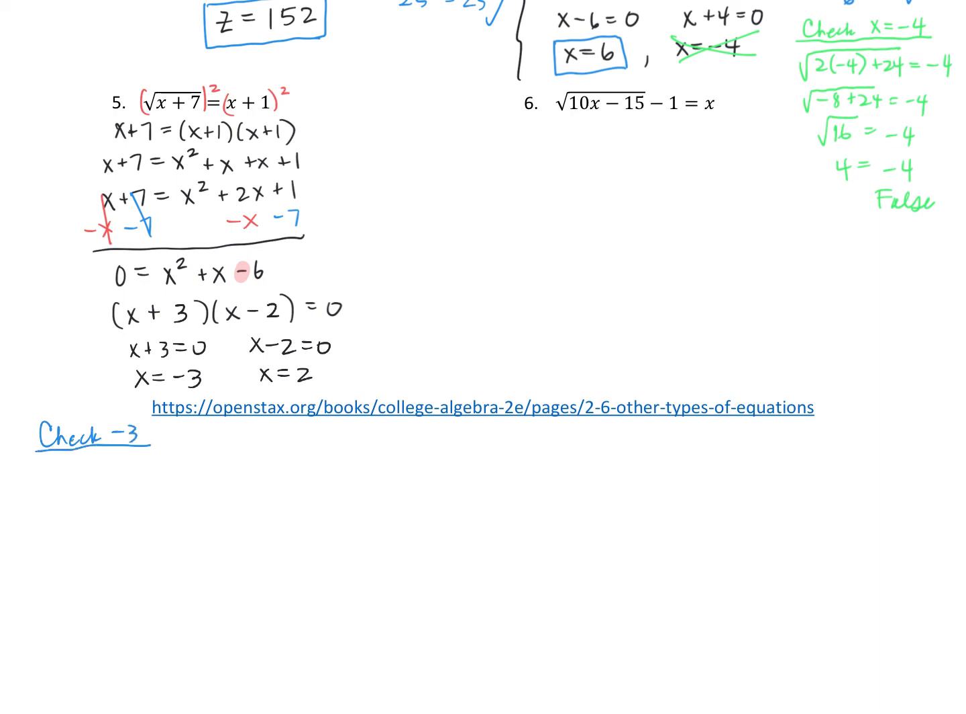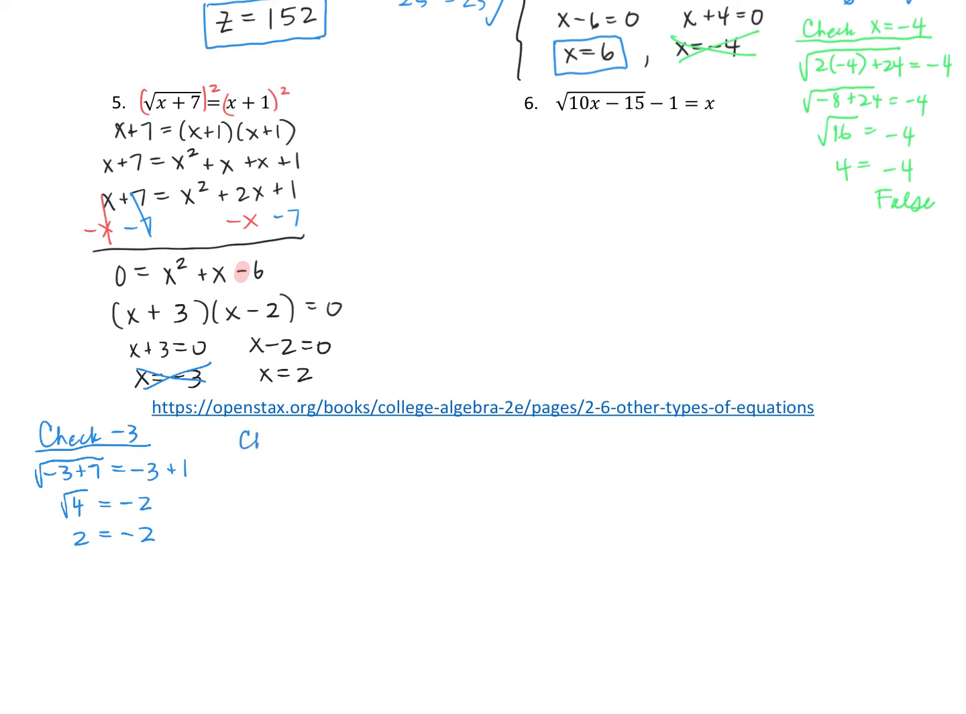So let's see. Check -3. So we have the square root of -3 plus 7 equals -3 plus 1. So -3 plus 7 is 4, so the square root of 4 equals -3 plus 1, which is -2. The square root of 4 is 2. So is 2 equal to -2? No. So -3 is not a solution.